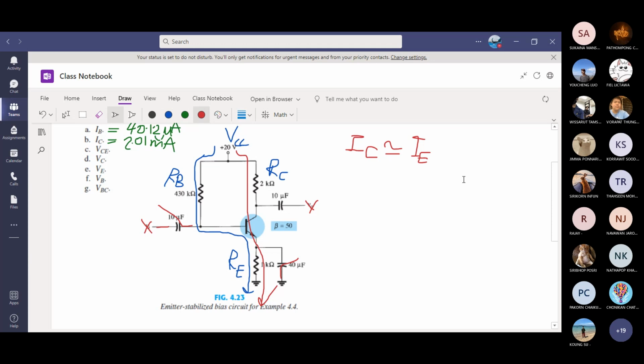So VCE will be VCC minus IC times RC plus RE. 20 minus 2.01 milliamp, that is 13.97, okay, times 2 plus 1, 3 kilo ohm. It is 13.97 volts, correct.